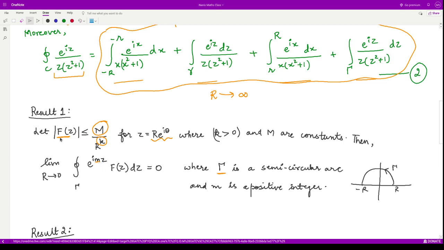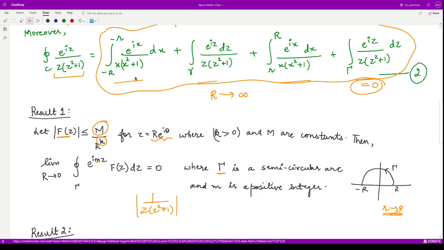And the modulus of the function 1 upon z square plus 1 is obviously bounded, because these terms are present in the denominator. So the integral over this particular gamma, our gamma is also similar, would be similar to this one when we take r approaches infinity. So in effect this last term becomes 0.